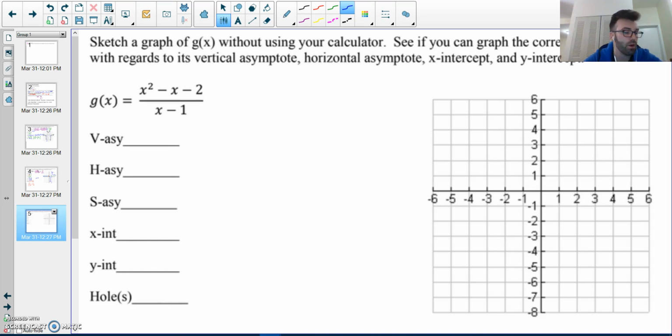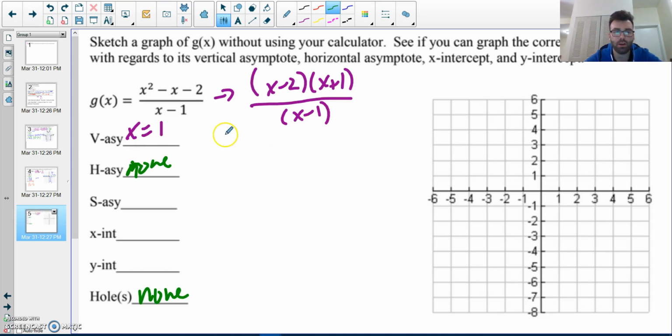Okay? I want you to factor and simplify this one. Throw what you know. So, here's what I knew for sure. My vertical asymptote was x equals 1, because nothing canceled, there weren't any holes. It's completely simplified. So no holes, no horizontal asymptote. Well, how did I know that? I realized I have a top-heavy function here. I have x squared over x minus 1.